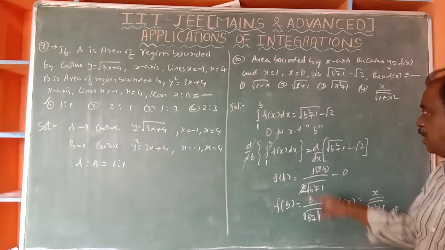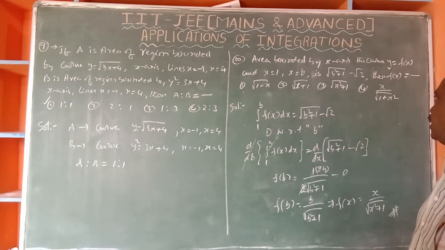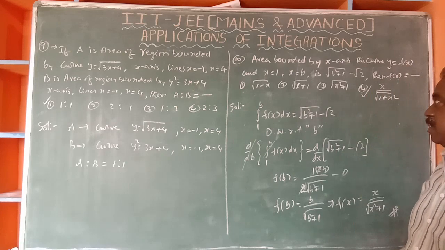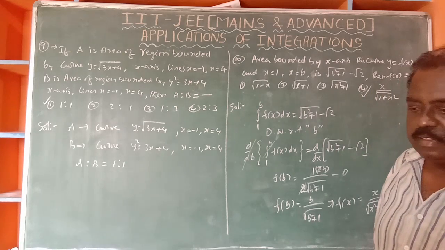Okay, now like that we have to differentiate. By differentiating with respect to b, we can find the function. So this is the D option, the fourth option. Okay, now that is the thing.